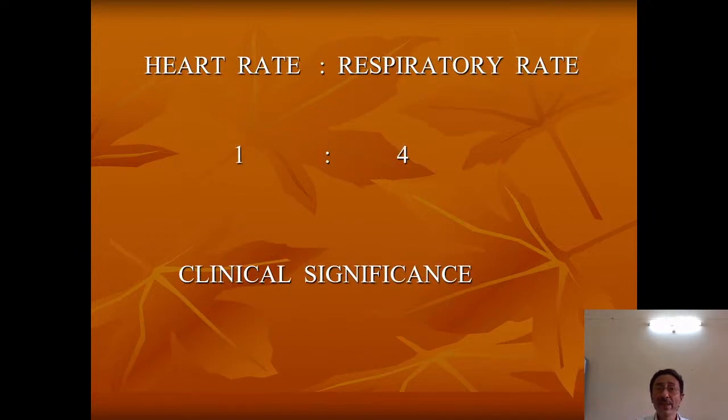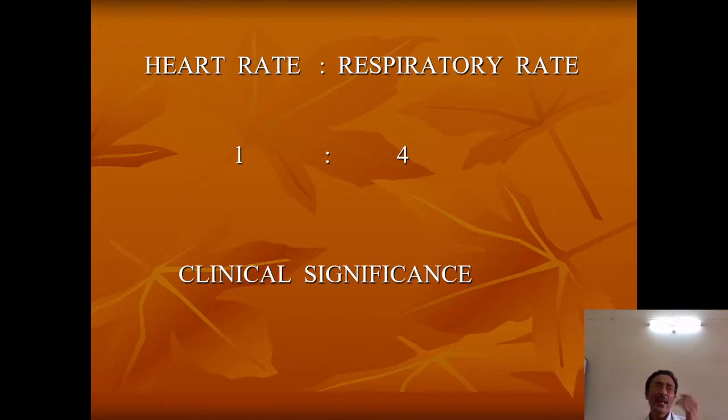Now this is the clinical significance of the respiratory rate and the heart rate. It is given as 1:4. That slide is a little bit wrong. I leave it to you and your intelligence to find out what is the mistake there. Now there is a correlation between the heart rate and the respiratory rate. The clinical significance I will tell you.